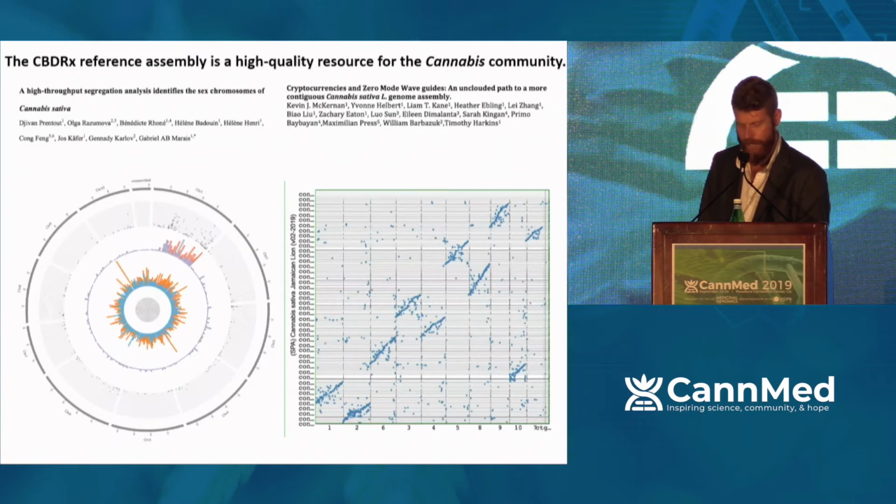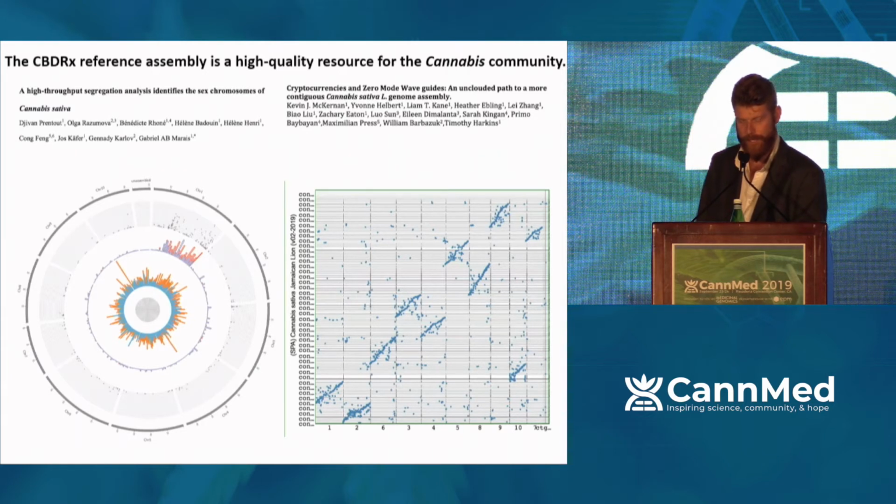So the CBDRX genome was released late last year and has proven a valuable resource for the cannabis community. One of my favorite citations is this recent preprint that identified the sex chromosome as chromosome 1. In their main figure, they show the expression of sex-specific genes in red and blue bars.